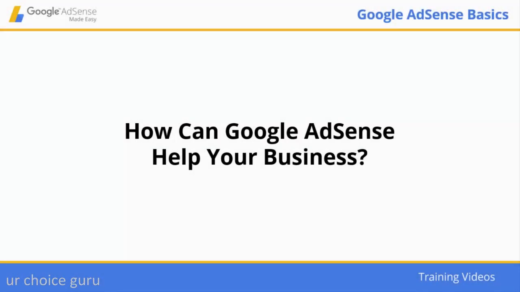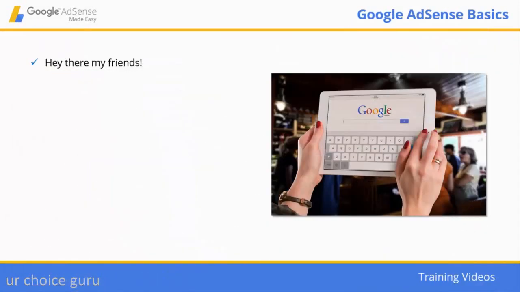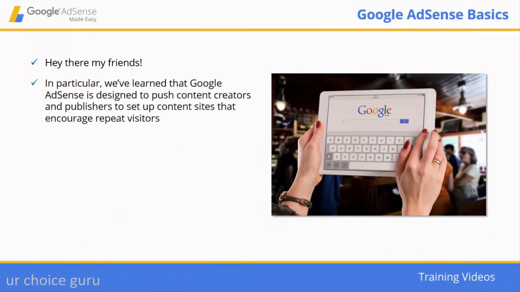How can Google AdSense help your business? Hey there, my friends. In our previous video, we were discussing how online advertising is designed to motivate people to get content out there, which you can thank on its business model. In particular, we've learned that Google AdSense is designed to push content creators and publishers to set up content sites that encourage repeat visitors, as that is the only way to generate revenue through the ads.